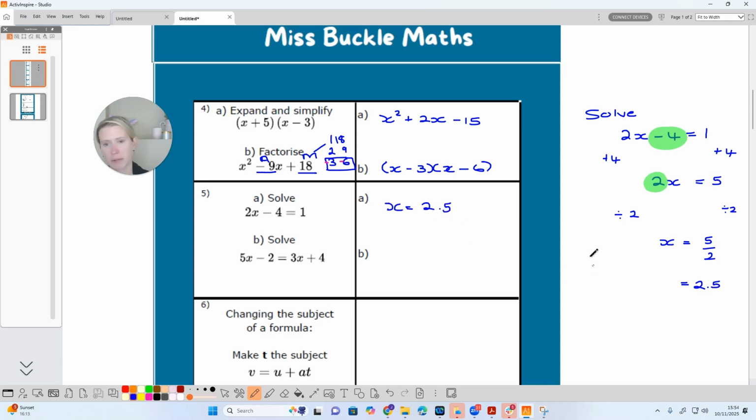And you can check your answer by substituting it back in. If x is 2.5, 2x is 5. 5 take away 4 is equal to 1.